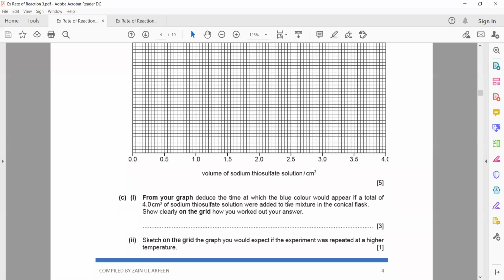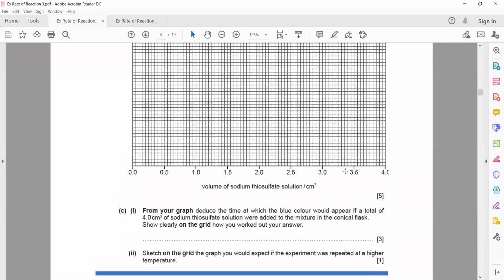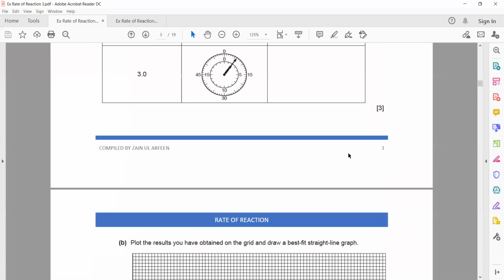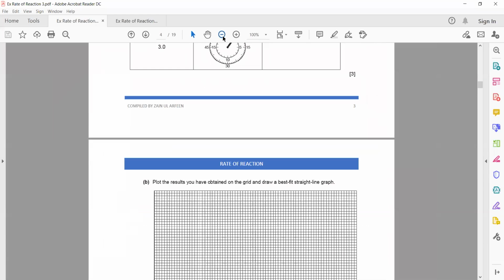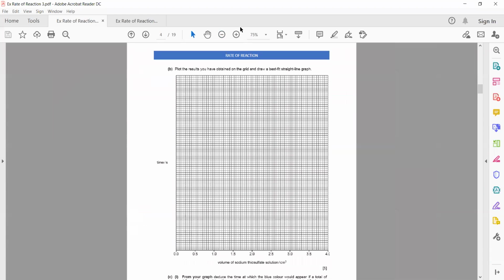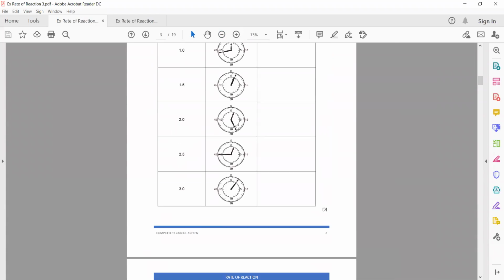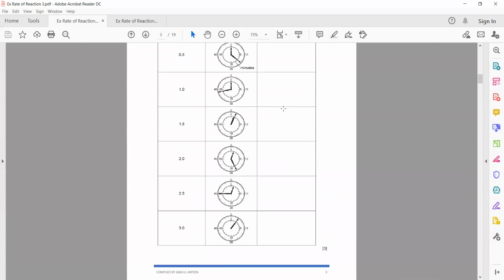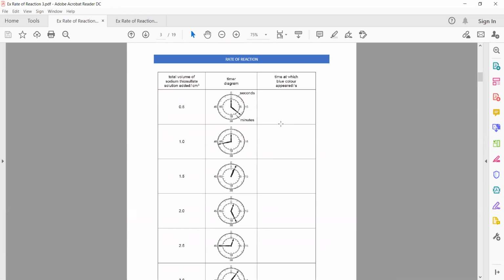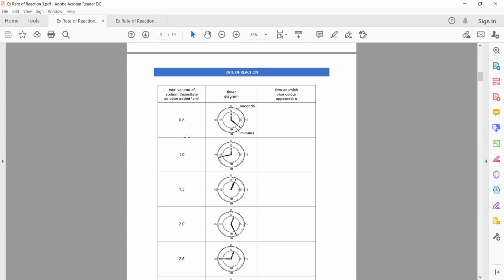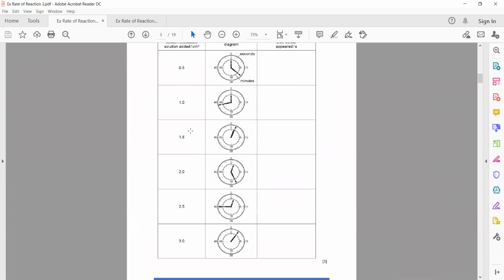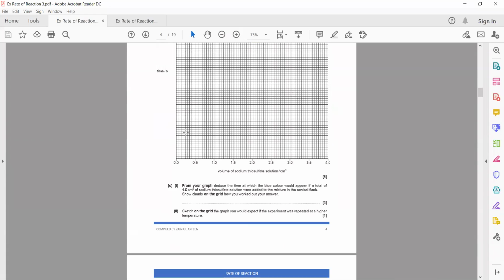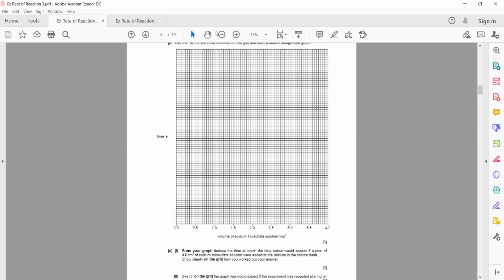And from your graph, you will deduce the time at which the blue color would appear if the total volume is 4 cm cube. I'm just giving you a rough idea how it will be done. When you plot a graph, what will be its shape? As you can see, the time at which the blue color appeared was increasing as we were increasing the volume of thiosulfate. So the graph will be somewhat like this.